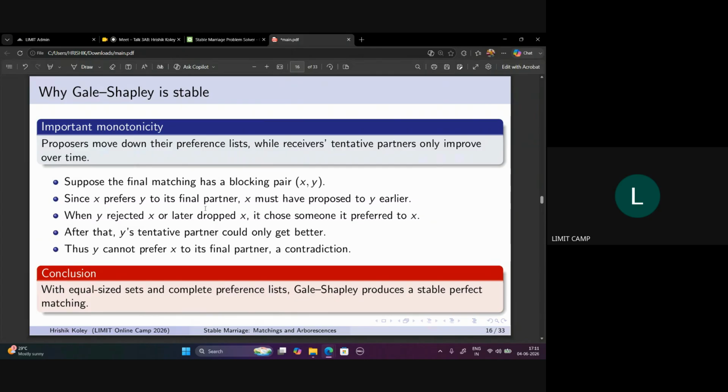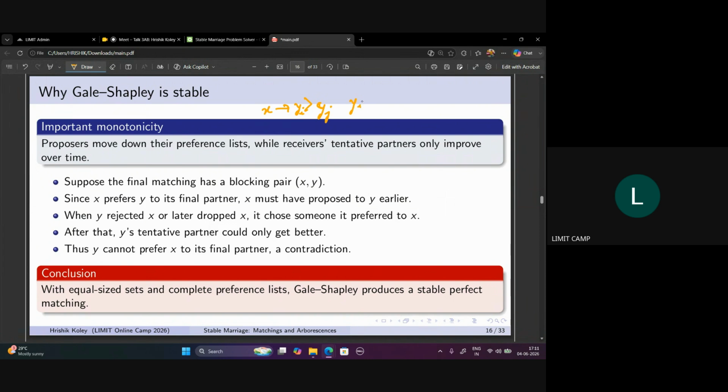blocking pair. In that case, it can't be stable. So that is to say there exists some X that prefers Y to its final partner. But in that case, X must have proposed to Y earlier. So when Y rejected X or later dropped X, it was for someone it preferred to X. So the condition for a blocking pair was X preferred Y over its current partner. So this Y is YI and it preferred it over its current partner YJ.